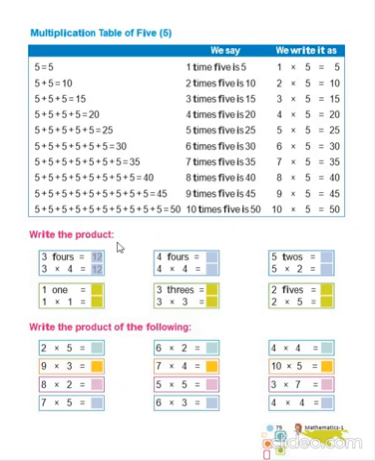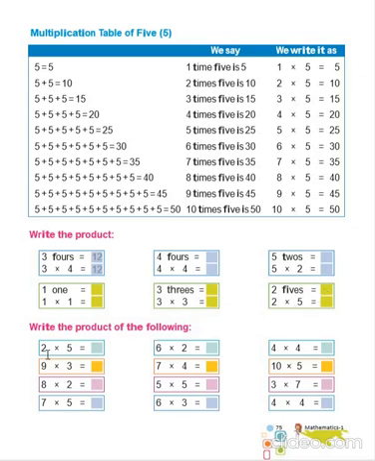Now come to the exercise. What do we have to do? We have to write the products. Like this, 3 fours will be 12, and 3 into 4 will be 12. 4 fours is equal to 16. 4 into 4 will be 16. 5 twos is equal to 10. 5 into 2 will be 10. 1 one will be 1. 3 threes will be 9. 3 into 3 will be 9. 2 fives will be 10. 2 into 5 will be 10.